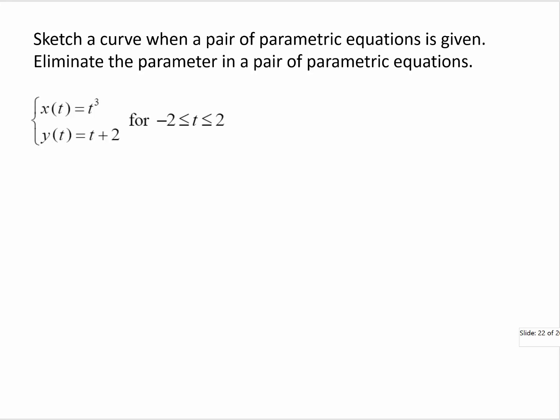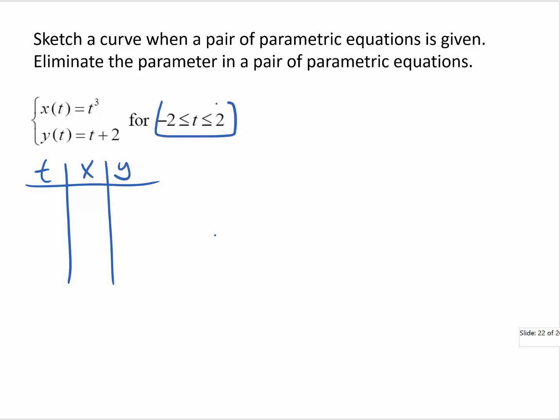So given some parametric equations, we want to be able to sketch the curve, including showing its orientation. And we also want to be able to eliminate the parameters. So let's first of all sketch the curve. And I'm going to do that by simply plugging in values that are in the domain of t.